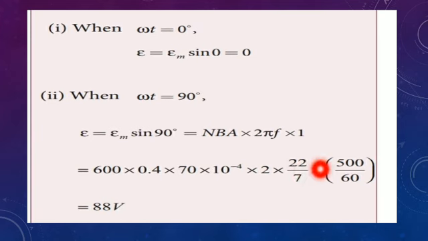Into f. What is f? Revolutions per second, sir, per minute. So therefore 1 minute, how many seconds? 60 seconds. Therefore the revolutions is 500 divided by 60. 60 is the seconds for 1 minute.